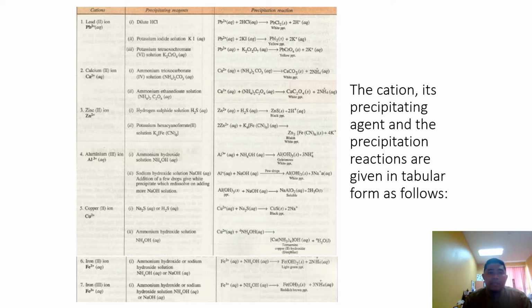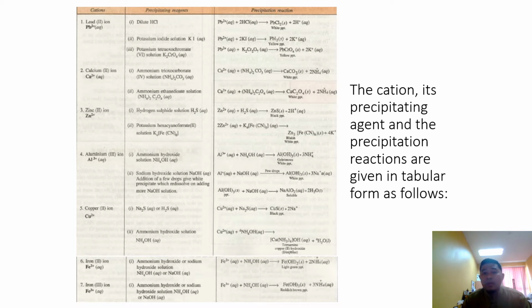So there is an example of precipitating reagents, and the cation reacts with the precipitating reagent in order to make sure the precipitation reaction will occur. For example, from this table, you can see that lead ion Pb2+, or plumbum 2+, can react with dilute HCl, potassium iodide KI, or potassium tetraoxochromate(VI) solution. Among these three, you cannot use all three together. You need to choose one.